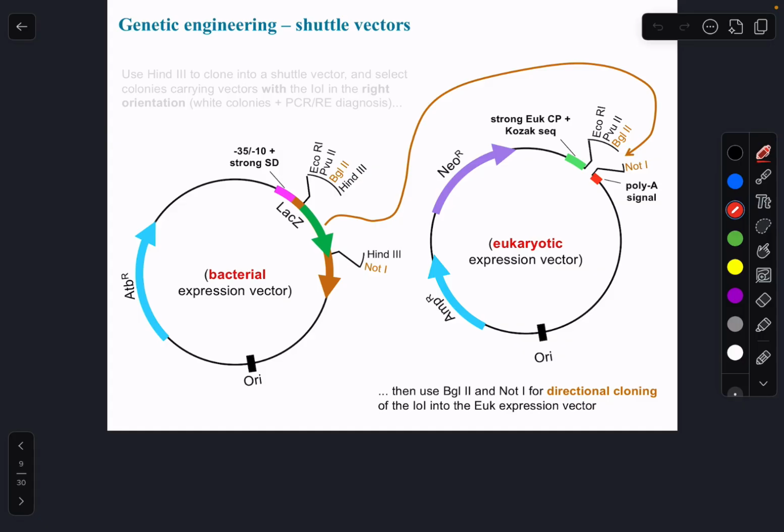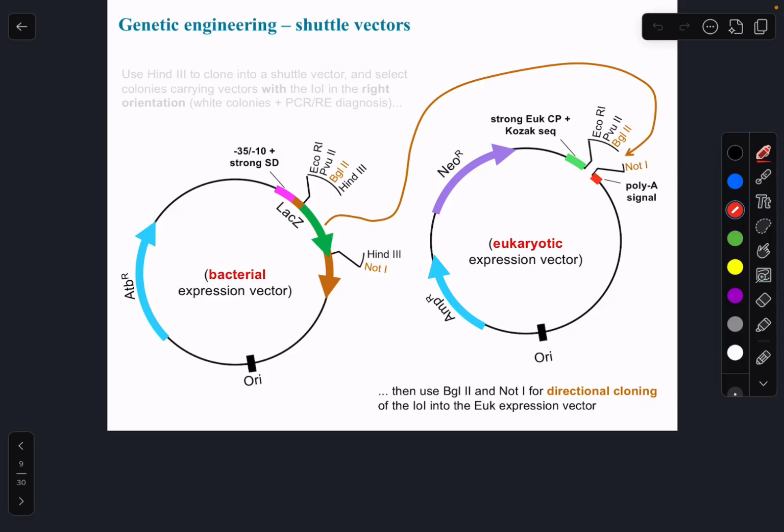In bacteria, most vectors for bacterial transformation have plenty of restriction enzyme sites, whereas eukaryotic ones may be a little more restricted. So you go through a bacterial one out of convenience, you figure that everything is okay, and now you can choose any combination of two enzymes that allows you to carry out directional cloning into your expression vector of interest. I just wanted to mention that because you can come across this idea of shuttle vectors, and that's all it means. It's an intermediate vector that you just use out of convenience.